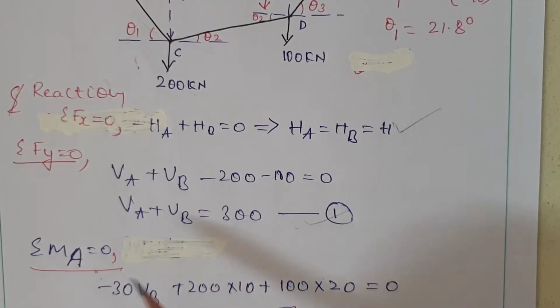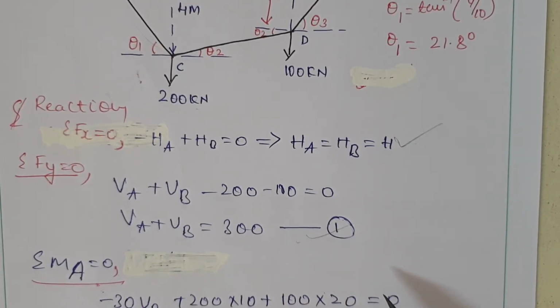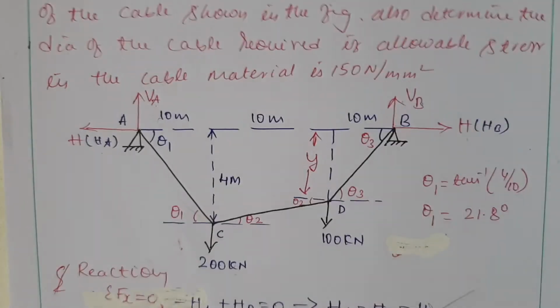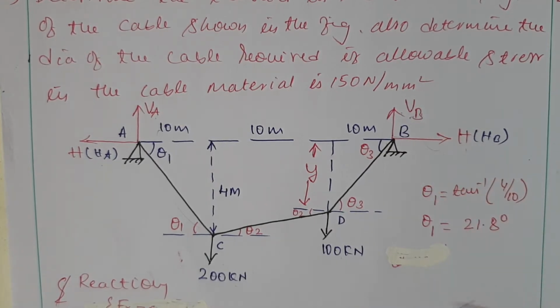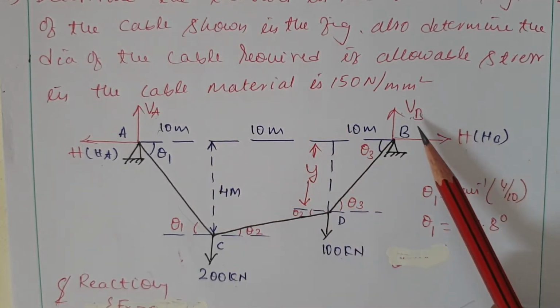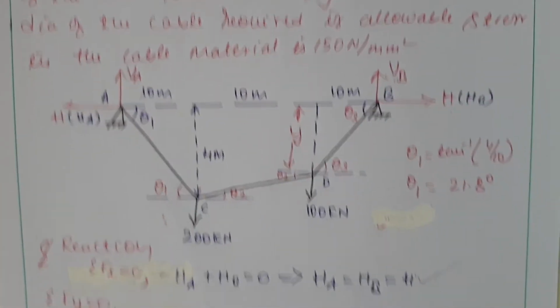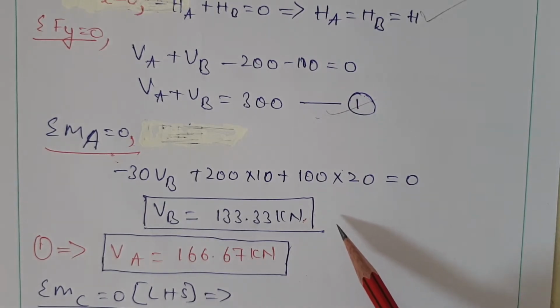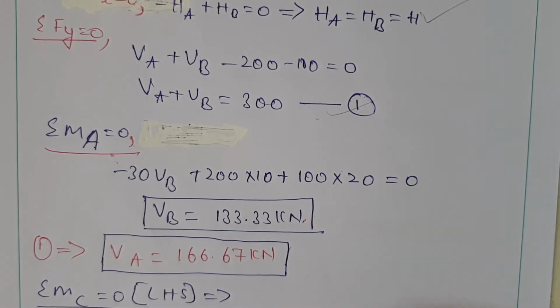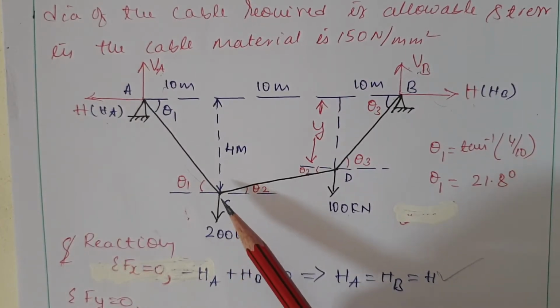Then I am considering moment at A equal to 0. The moment of the two forces at A becomes 0, so we have three forces: 200 positive into 10, 100 positive into 20, minus VB into the perpendicular distance 30. Then we get the VB value as 133.33 kilonewton, and the VA value as 166.67 kilonewton.